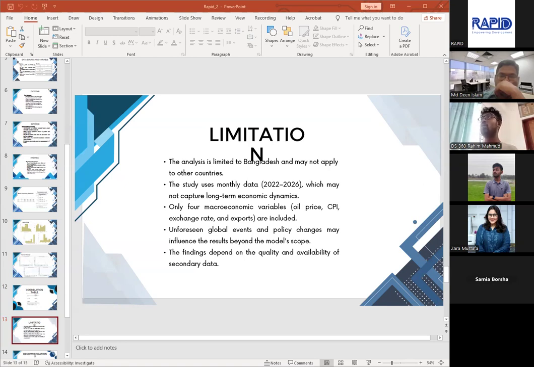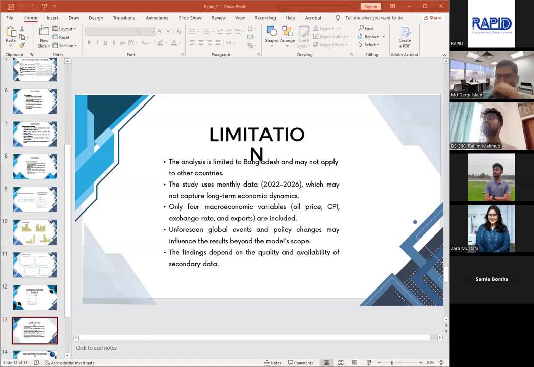And third, only 4 macro variables are included in the model, and important variables such as interest rate, money supply, and government policy may also influence the economy. Let me clarify one thing. We looked for this data, but it is unavailable for Bangladesh, especially on a monthly basis. That's why we couldn't include it in our analysis.